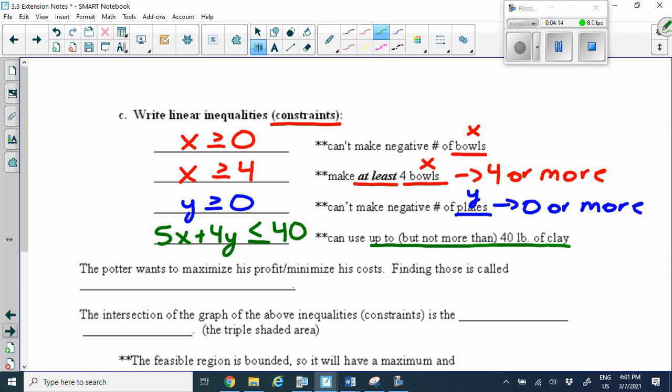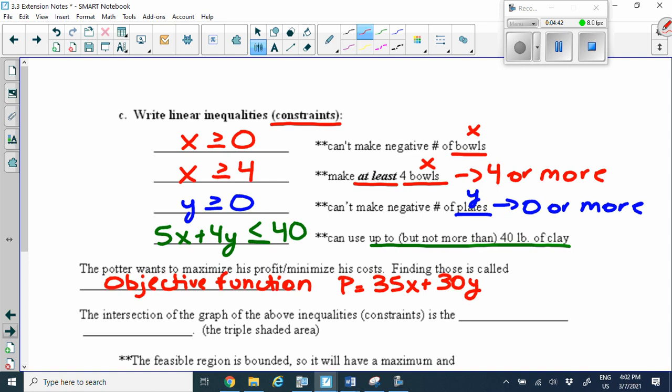Okay, so now it says the potter wants to maximize his profit, meaning to minimize the cost. Now, finding this, where we maximize the profit, minimize, this is what we call the objective function. So we already talked about the objective function in the first part of our video. That was when we wrote P equals 35x plus 30y, okay?